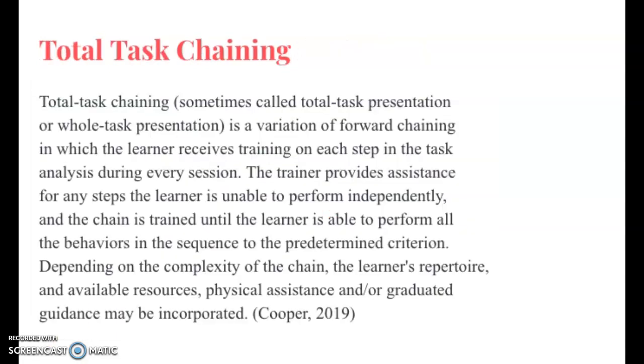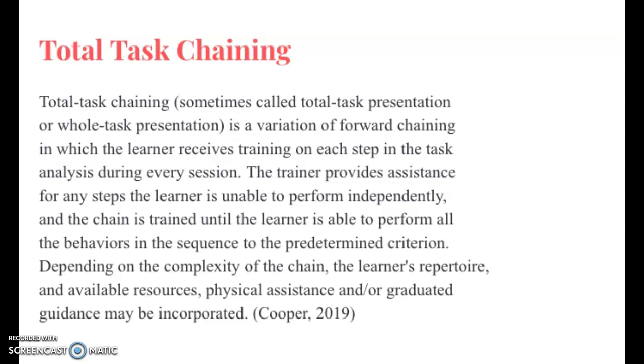Finally, the last chaining procedure I'm going to go over in this video is total task chaining. Total task chaining is sometimes also called total task presentation or whole task presentation. It is a variation of forward chaining in which the learner receives training on each step in the task analysis during every session. The trainer provides assistance for any steps the learner is unable to perform independently, and the chain is trained until the learner is able to perform all the behaviors in the sequence.